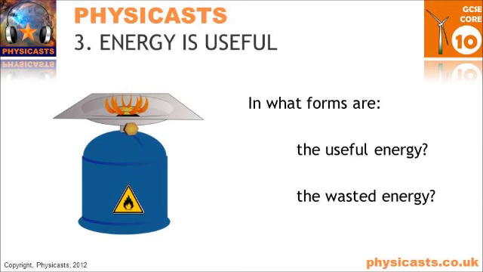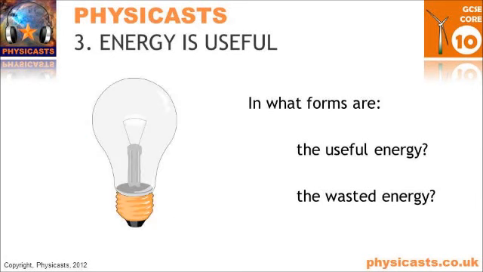The second form of energy that's wasted is light, because the light doesn't actually do anything to help you cook the food, but of course you can see the flame, so that energy is not useful for the purposes of cooking food.